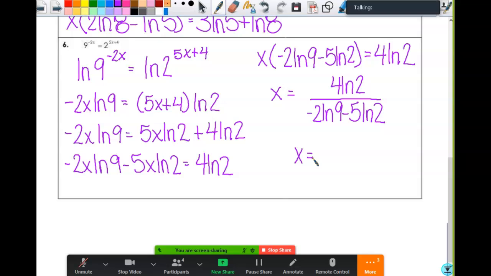Are you stuck? Sorry, I should be touching paper. Okay, well, how'd you get this over here? Right, but these are being multiplied. You have to distribute, just like we did up here. You have to distribute the logs.